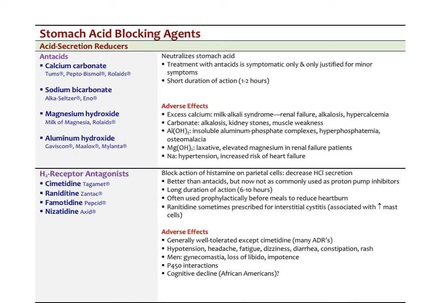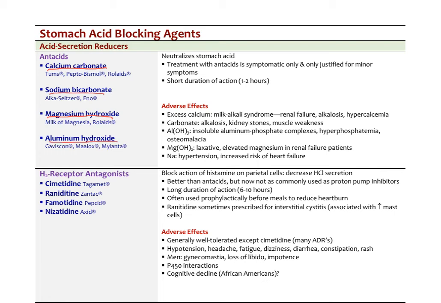Right, so let me say a little bit more about acid blocking agents, stomach acid blocking agents. There's really three main classes. We've talked about two, the PPIs and H2 receptor antagonists, but there are what we just call antacids. These are over-the-counter things like calcium carbonate, that's Tums, Pepto-Bismol, Rolaids, sodium bicarbonate, that's Alka-Seltzer, magnesium hydroxide, that's milk of magnesia and Rolaids, and aluminum hydroxide, that's Gaviscon, Maalox, Mylanta.